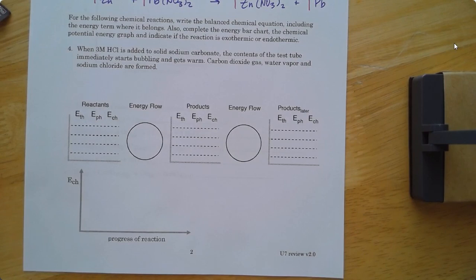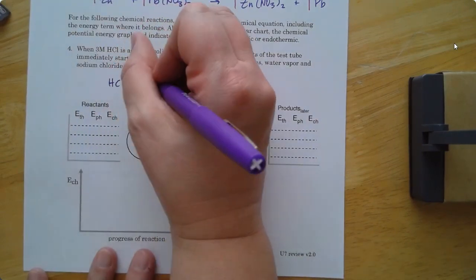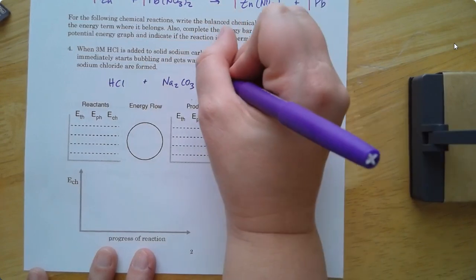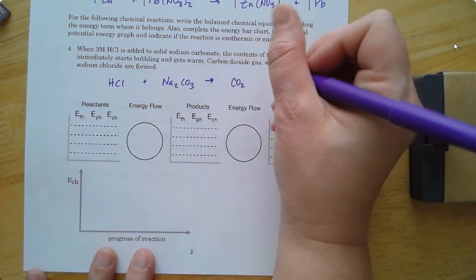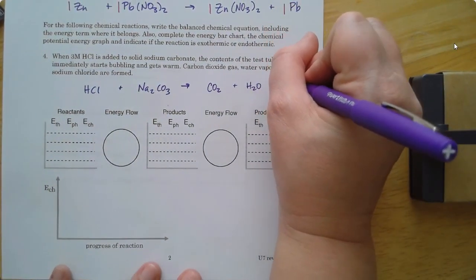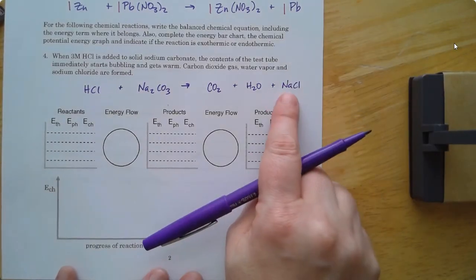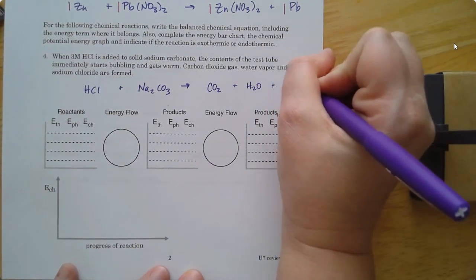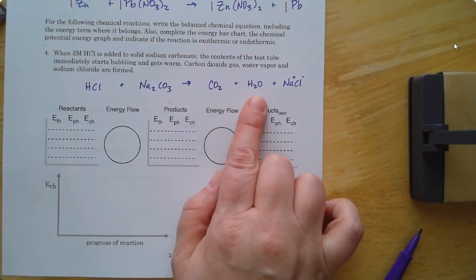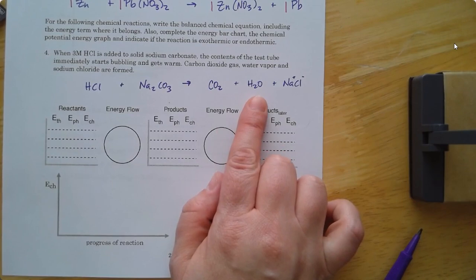All right. Problem number 4. When 3 molar hydrochloric acid, HCl, is added to solid sodium carbonate. Oh, this is the one that we did. We just talked about it. Sodium carbonate is going to yield carbon dioxide plus water plus salt water. So we've got this dissolved into its ions, right? It's positive and negative ions in a solution. Everything else is, this is a gas. This may be a gas too.